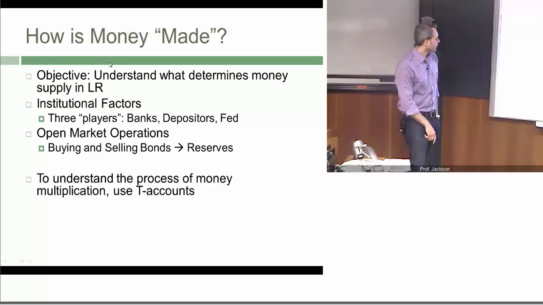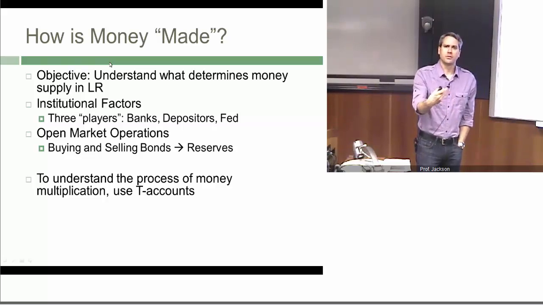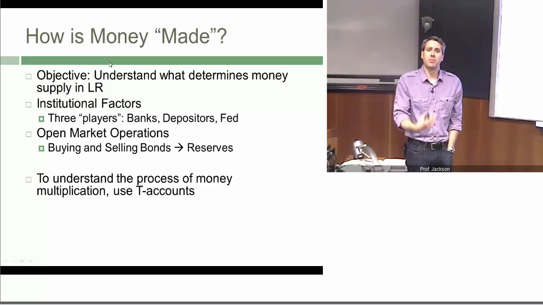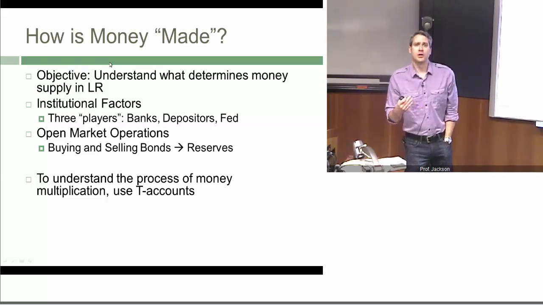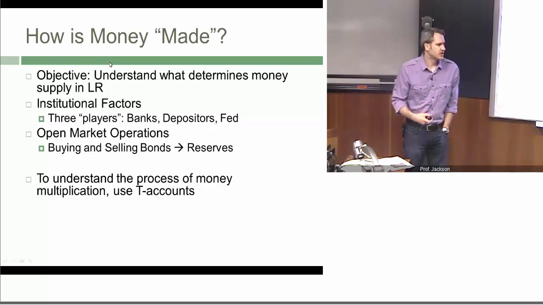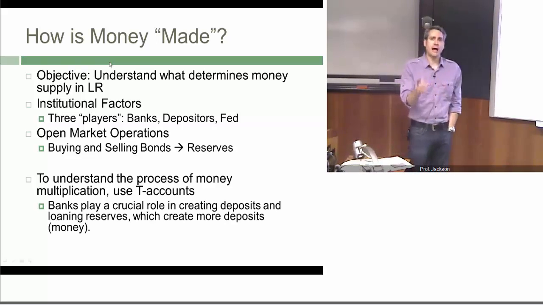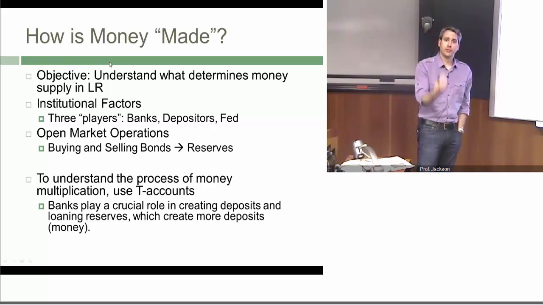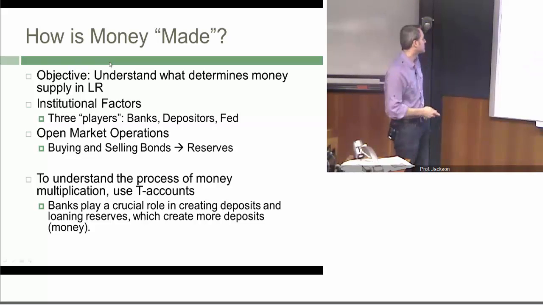To understand exactly the mechanics behind the creation of money and the money supply itself, it's instructive to use T accounts, which are effectively an accounting system. The basic idea is that through these T accounts, we'll be able to track how money flows through the banking system and actually creates the thing that we call money and that we can quantify as money.